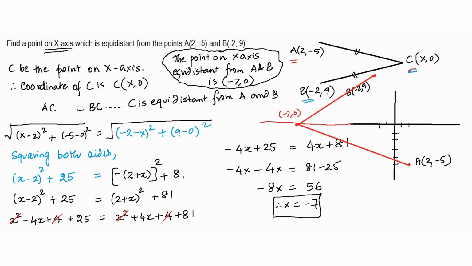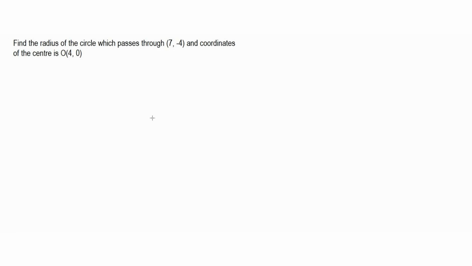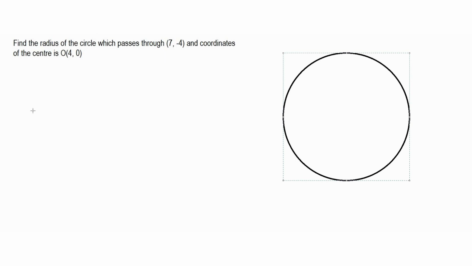Moving on to the next question. Let us solve the following question. Find the radius of the circle which passes through the point 7, -4 and the coordinates of the center is O of 4, 0. So it is given that there is a circle whose center is O of 4, 0. This is the center of this circle. And the circle is passing through a point which is A of 7, -4. We have to find the radius of this circle.